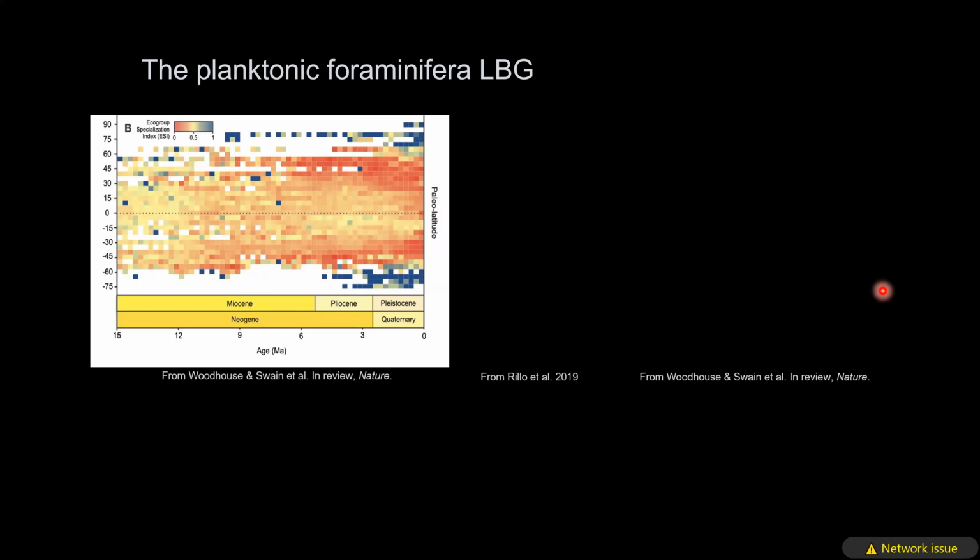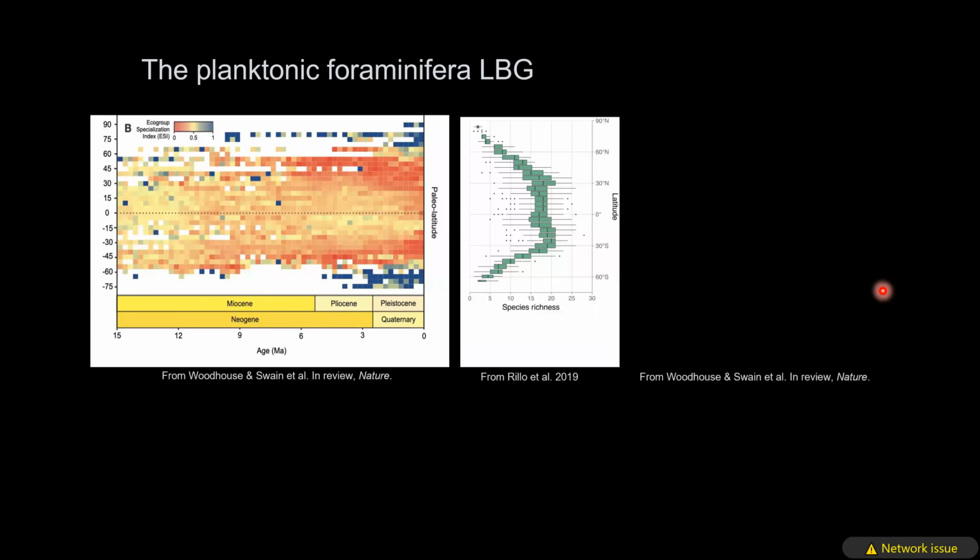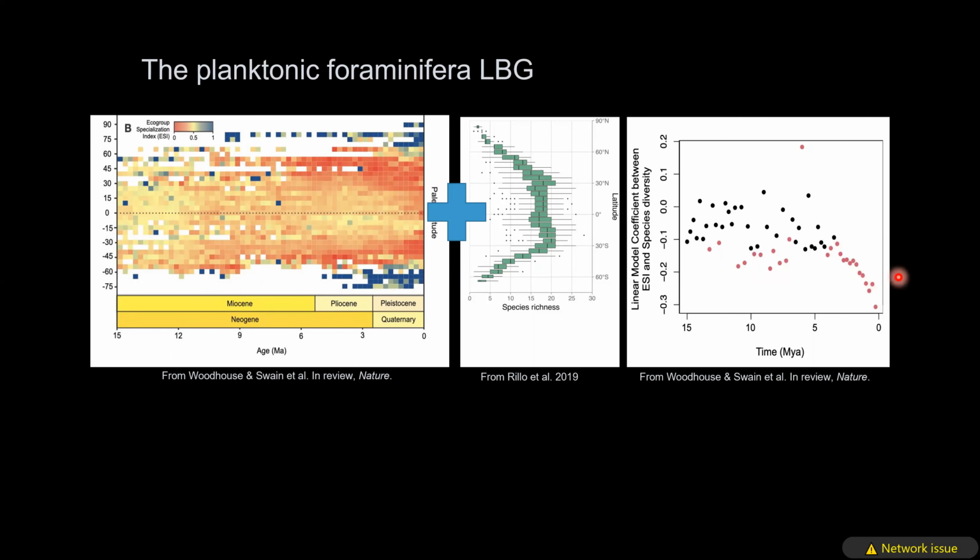Well, we take our zones of low specialization that I just illustrated, and we compare them to our modern latitudinal biodiversity gradient amongst the planktonic foraminifera. And if we compare the two, we actually get a very, very strong, significant correlation. So we were thinking, oh, maybe this pattern is consistently the same as the latitudinal biodiversity gradient through deep time. But actually, if we compare and correlate the latitudinal biodiversity gradient versus our ESI patterns, the strongest we get is for the last 250,000 years.